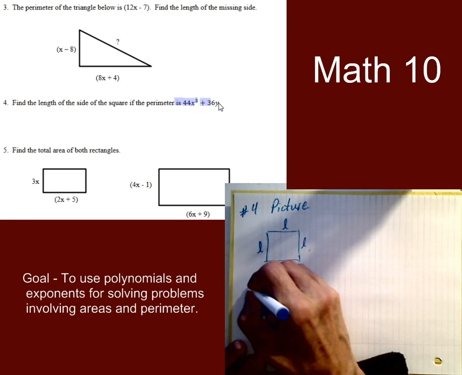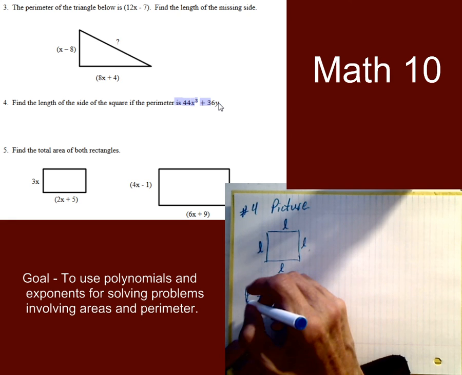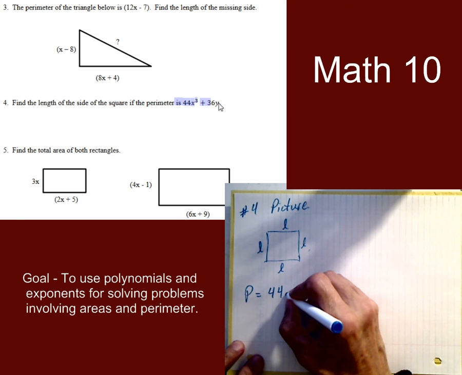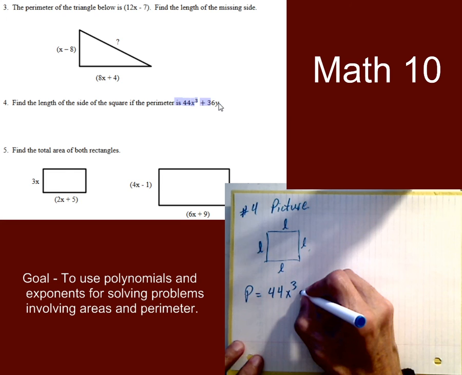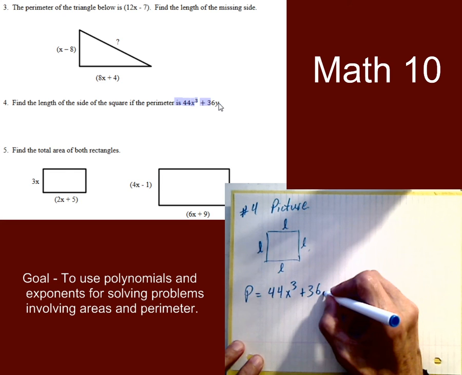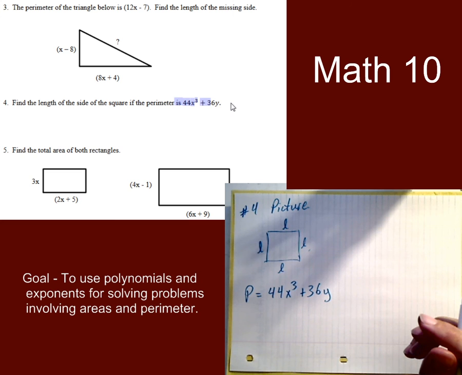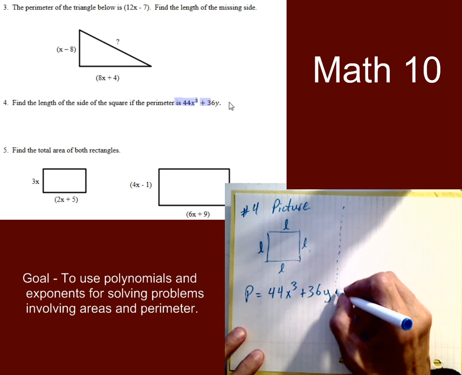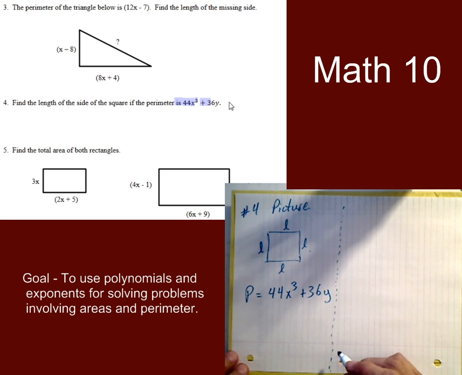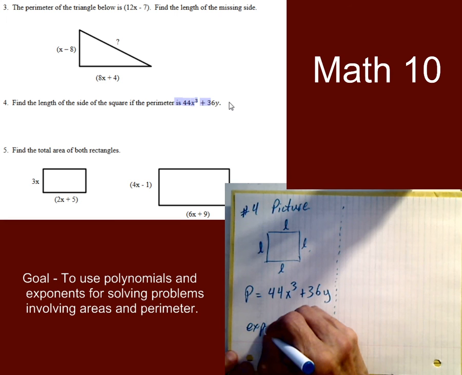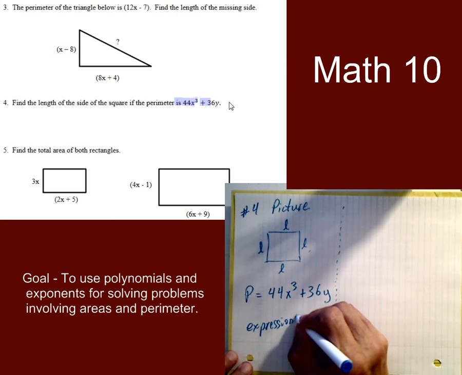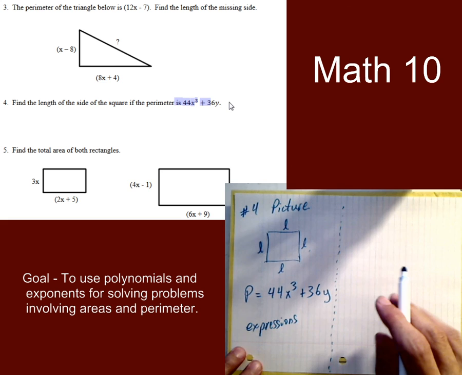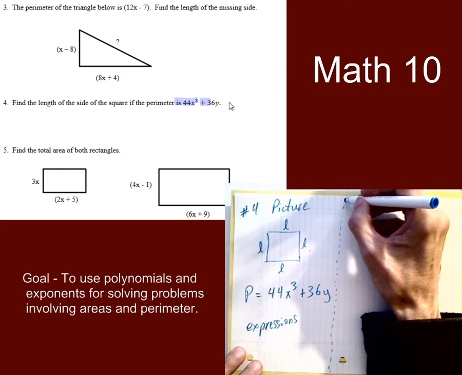In the question, we're given the fact that the perimeter is 44 x to the power 3 plus 36 times y. Now remember, our answers are not going to be numbers. Our answers are going to be expressions that have x's and y's in them. Basically, it'll look like the question isn't finished. But that's just where we are now. That's the type of math we're getting into.